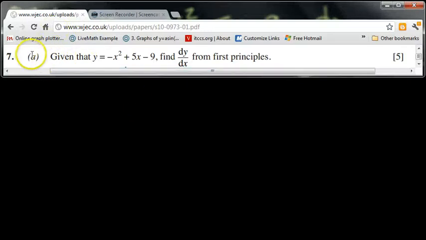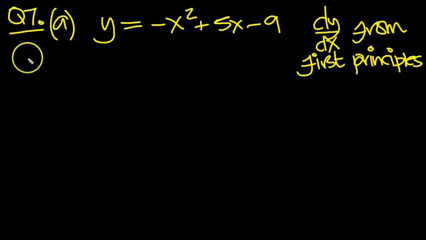Okay then, let's have a look at 7a. y is equal to minus x squared plus 5x minus 9. Find dy/dx from first principles. Okay, I've written it down, so let's have a go at it then.